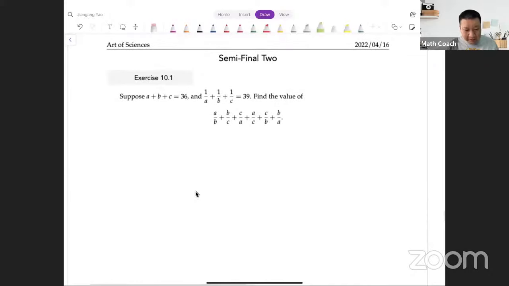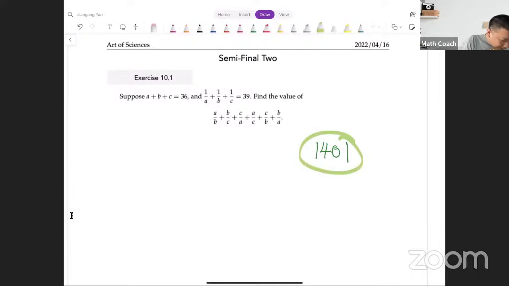Question 1. Suppose A plus B plus C is 36, and the sum of the reciprocals of these three numbers is 39. Find the value of this fraction. 62, go ahead. And the answer is correct. 1401 is the correct answer. Okay, so now 62 gets 1 point. It's 1 to 0. And the way to do it is you can just multiply them and add up together.